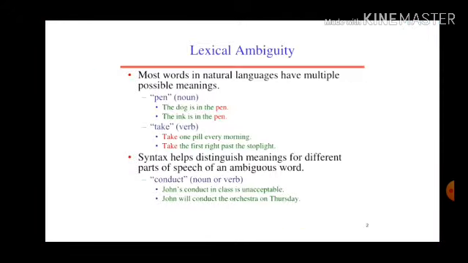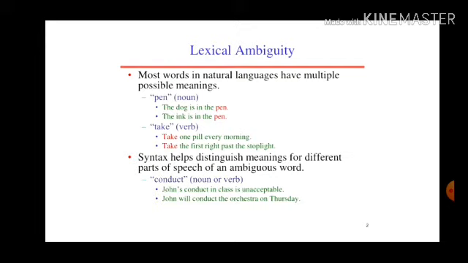Okay, the next is lexical ambiguity. Most words in natural language have multiple possible meanings. For example, "pen." The first sentence is "the dog is in the pen," and the second is "the ink in the pen." Also, we can see, for example, "take." The first sentence is "take one pill every morning," and the second is "take the first right past the stoplight."